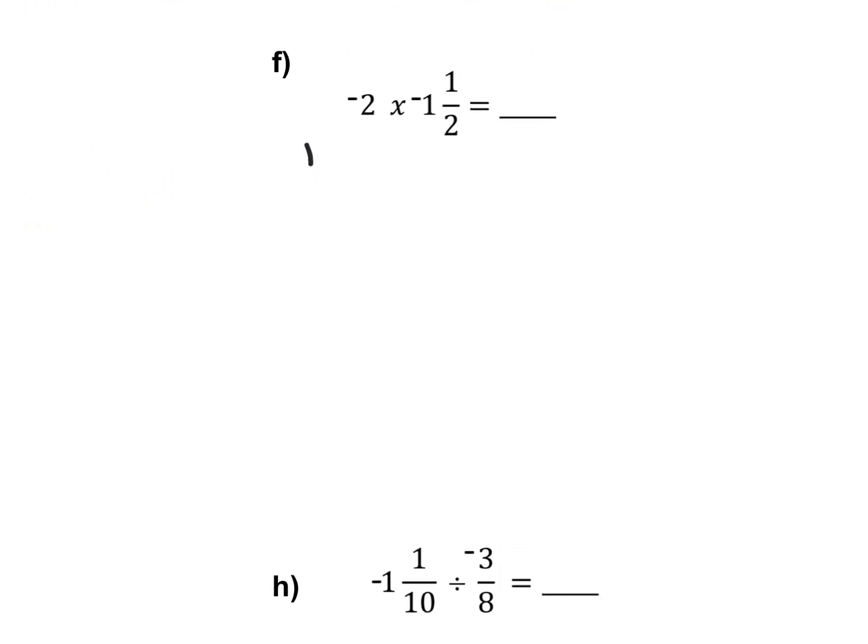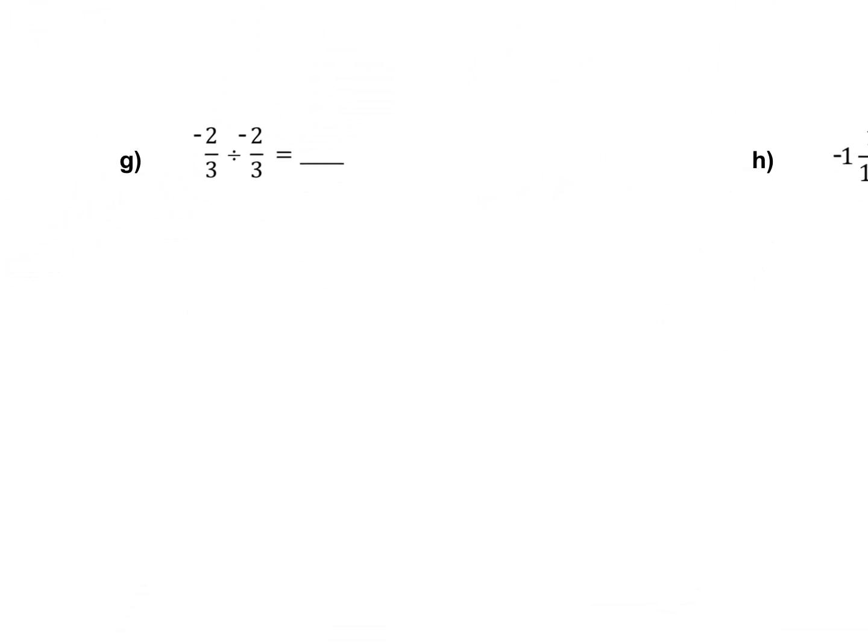Over here, again, I can add a 1 underneath, so I'm going to rewrite it. I'm going to make this one improper. 2 times 1 is 2, plus 1, 3/2. Tell me what you got for your final answer. You should have gotten -6/2, which simplifies down to -3.